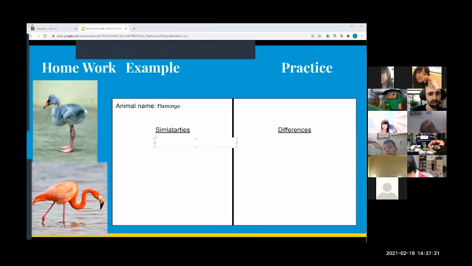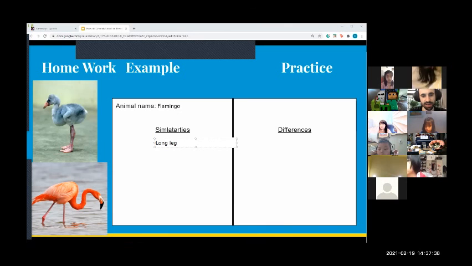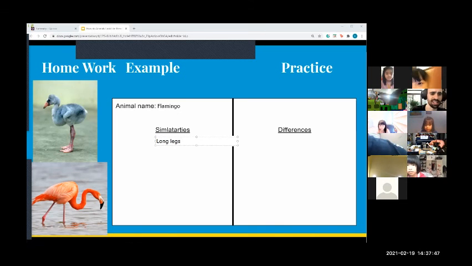Yeah, they have long, what are those things called? You have two of them. Long, what do you use to walk around? Long, starts with an L. Legs. I'm going to type it on the screen. Can you read it for me? Yeah, long legs. You got it correct. They have the same long legs.